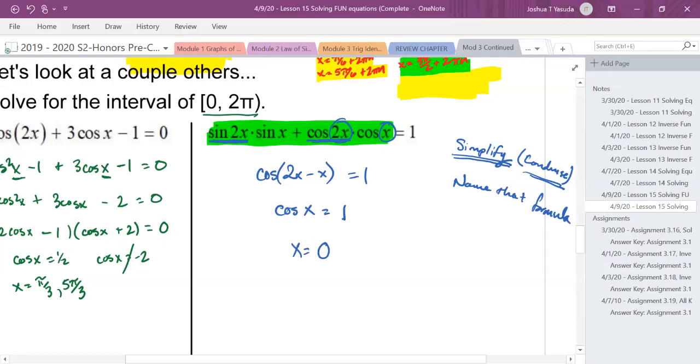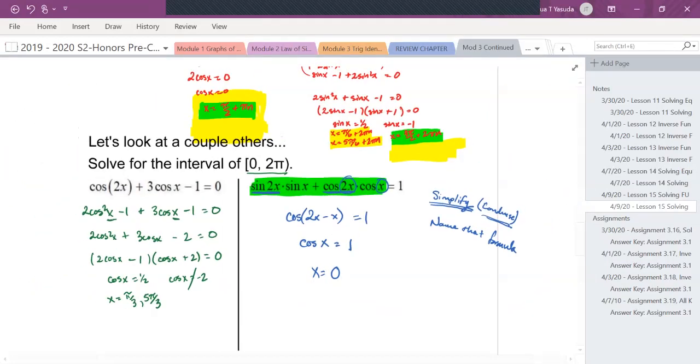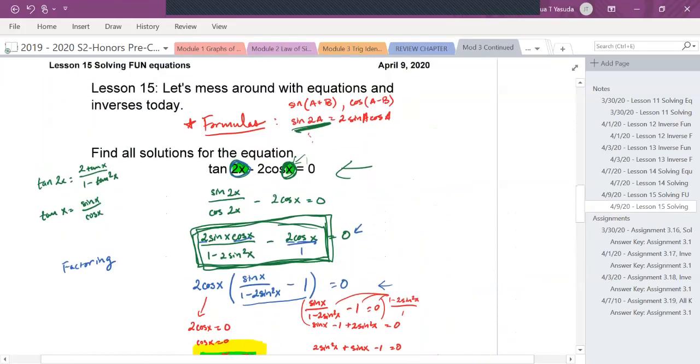So those are a couple different ways in which you can look at some of these problems and recognize the formulas and how to use them. But I just wanted to add that one more element to our solving equations.